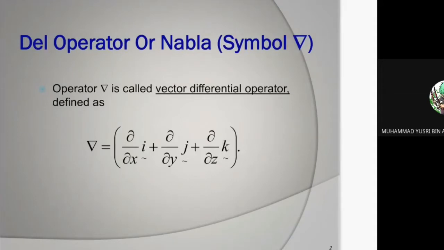So del is a vector, also can be written in the form of bracket. You can also write it like this: del over del x, or the partial derivative with respect to x, partial derivative with respect to y, and partial derivative with respect to z. Del cannot stand by itself because del is an operator, just like the plus sign or minus sign. So del is also an operator. It cannot stand by itself.